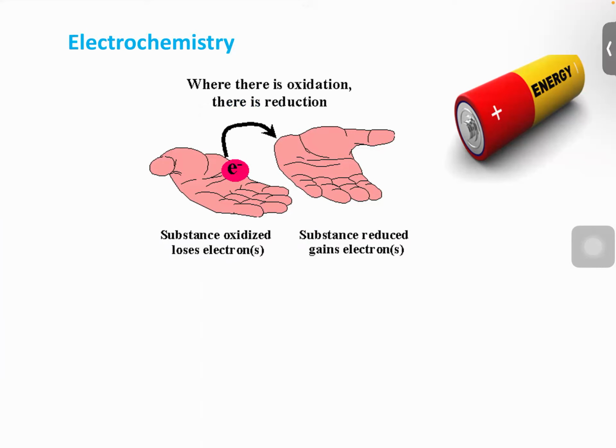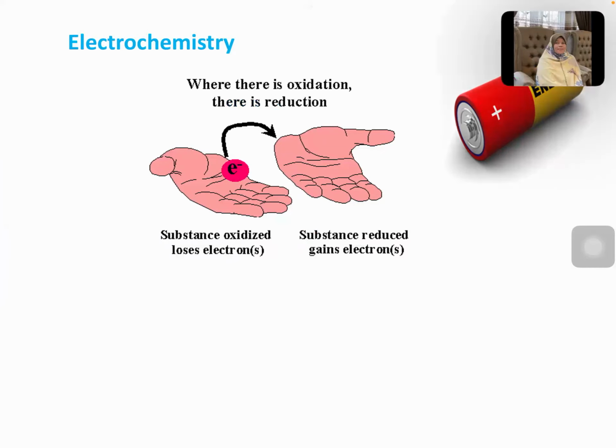Hi everybody, this is electrochemistry and the first part is potentiometry. We have discussed in class and we also have known about the electric potential as well as cell potential. So the first topic that we are going to discuss is potentiometry.